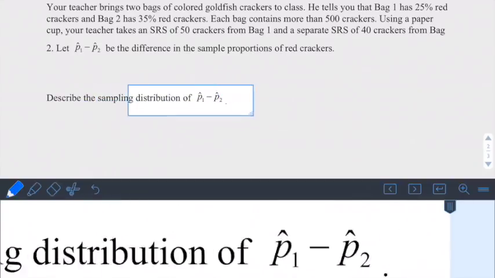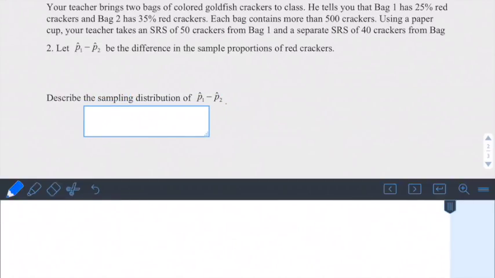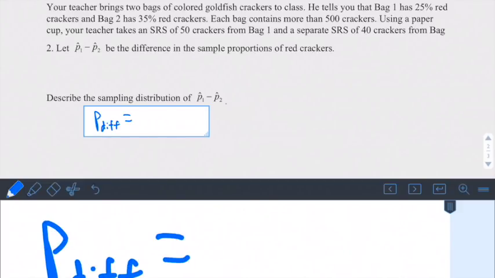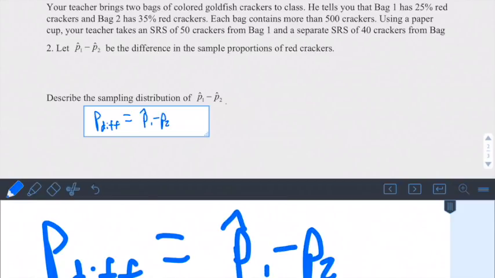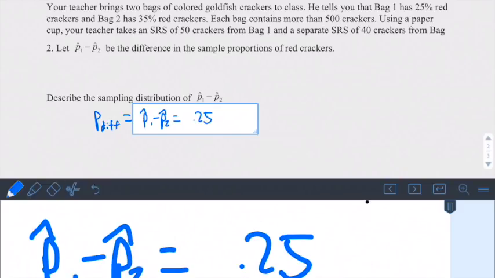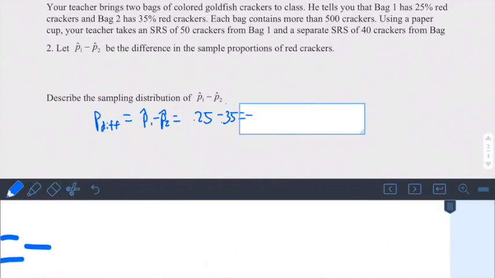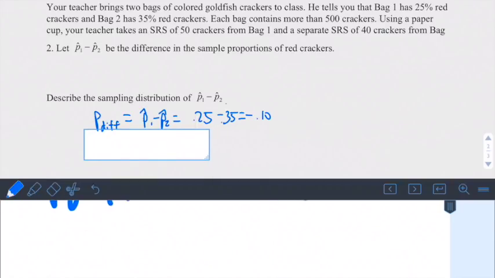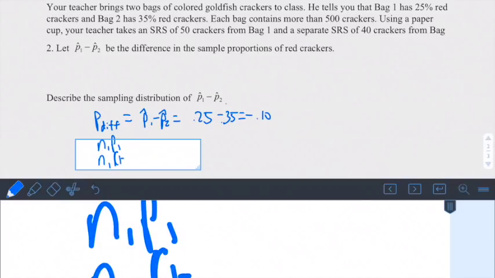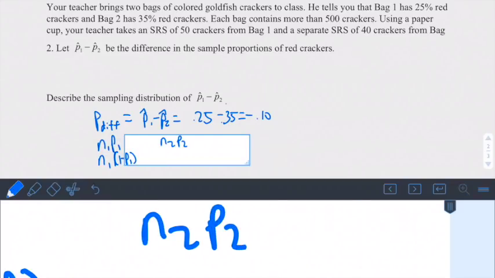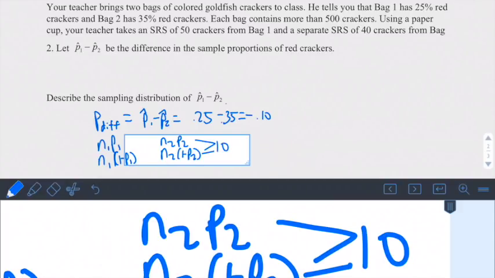So if we describe our sampling distribution, we have shape, center, spread. Our center, the mean of p hat 1 minus p hat 2, is 0.25 minus 0.35, which equals negative 0.10. Then we need to check that n1p1, n1(1 minus p1), n2p2, and n2(1 minus p2) are all greater than or equal to 10. So let's do that real quick.